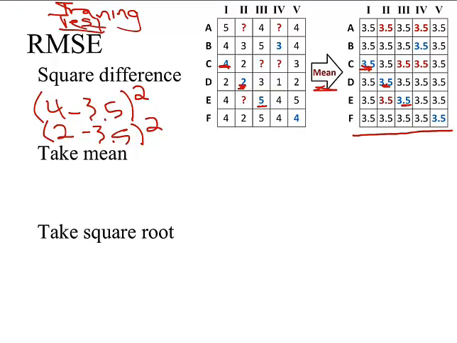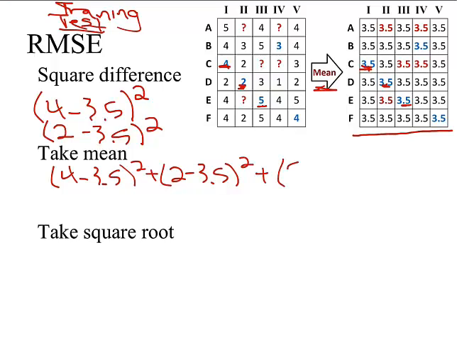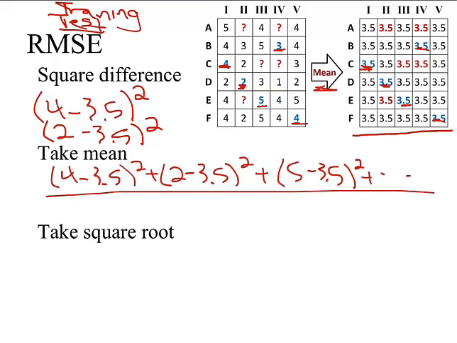Then the next thing we do is we take the mean of all of those squared differences. Since there's 5 elements, we're basically adding up all the differences. So we're taking 4 minus 3.5 squared plus 2 minus 3.5 squared plus 5 minus 3.5 squared plus, and so on. We do 3 minus 3.5 squared, and we do 4 minus 3.5 squared. And we're going to divide that by the total number, which in this case is 5.